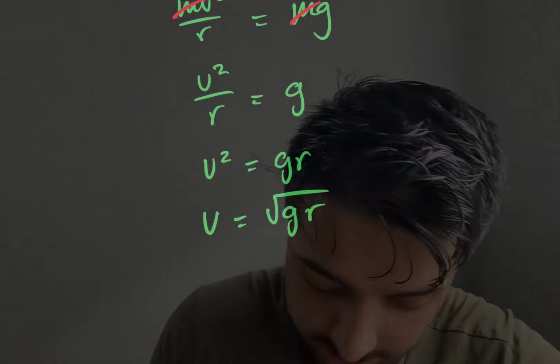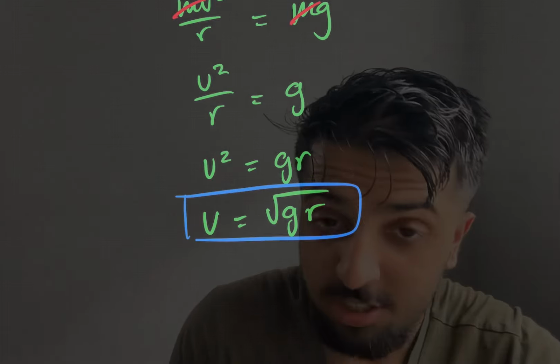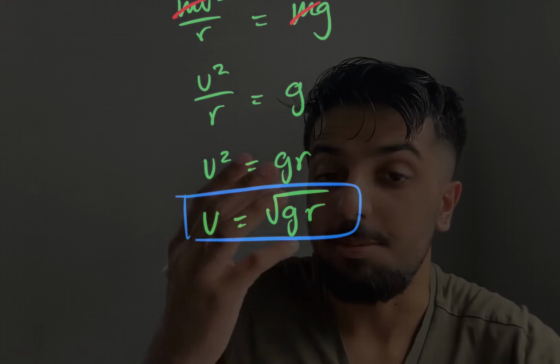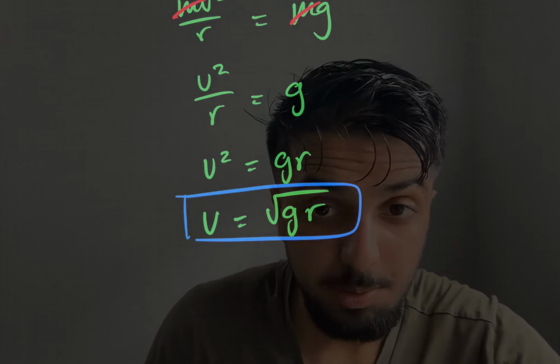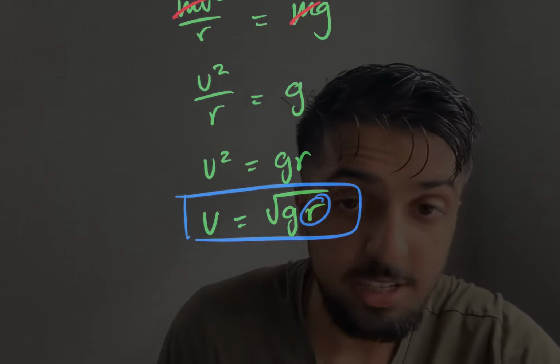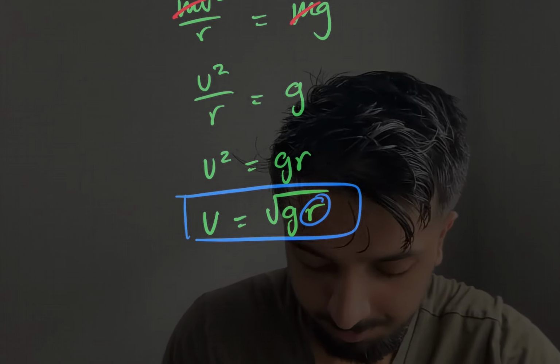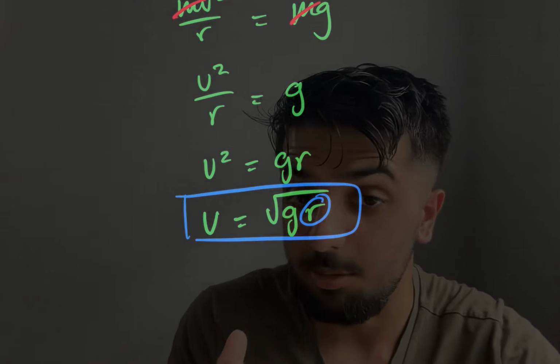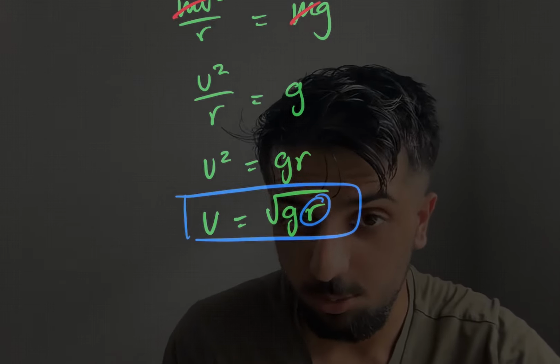Now, a key thing to note about this equation is that the mass of the cart has no bearing on the minimum speed. The minimum speed is only determined by the radius of the vertical loop, because g is constant everywhere, right? So the only thing that is determining the minimum speed is the radius of the vertical loop.